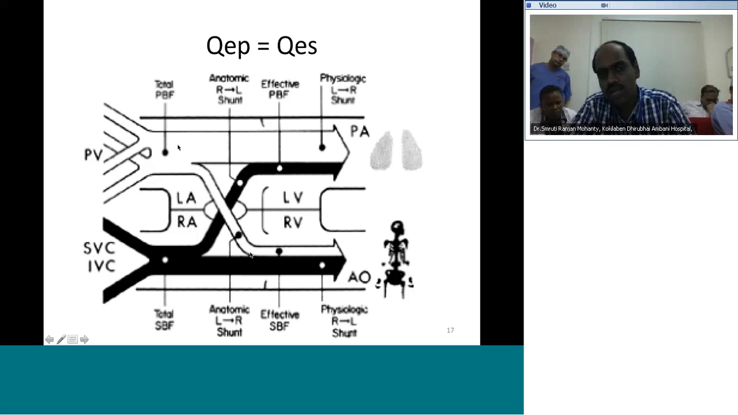So where is the wasted blood going? The pulmonary venous blood directly goes into the pulmonary artery, so this is wasted blood. And similarly here, the systemic venous blood is going directly into the aorta, so this is wasted blood. That is what is called physiological right-left shunt and physiological left-right shunt, because pulmonary venous blood enters the lungs, and so this is the physiological left-right shunt. So these terminologies you need to understand clearly.